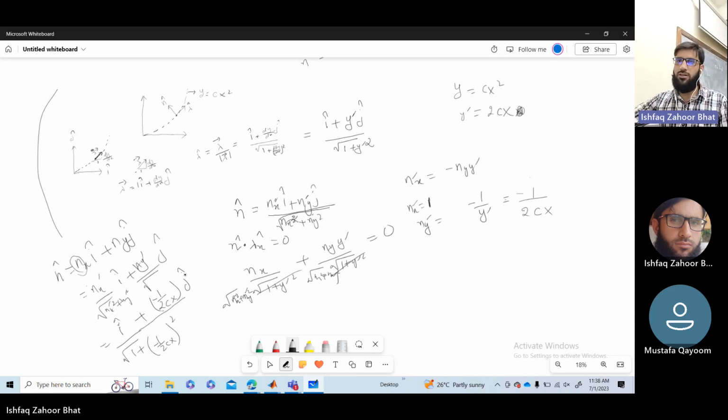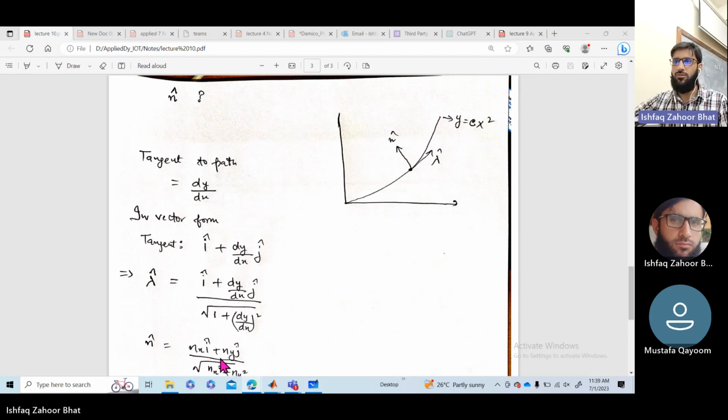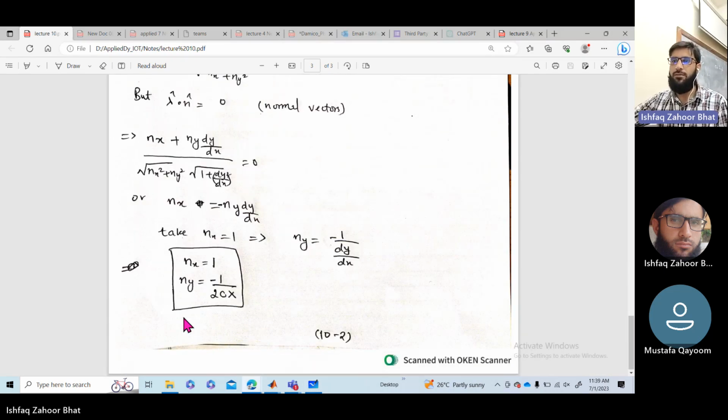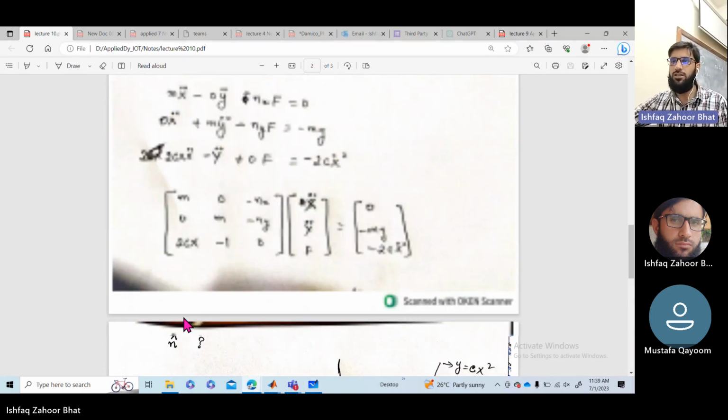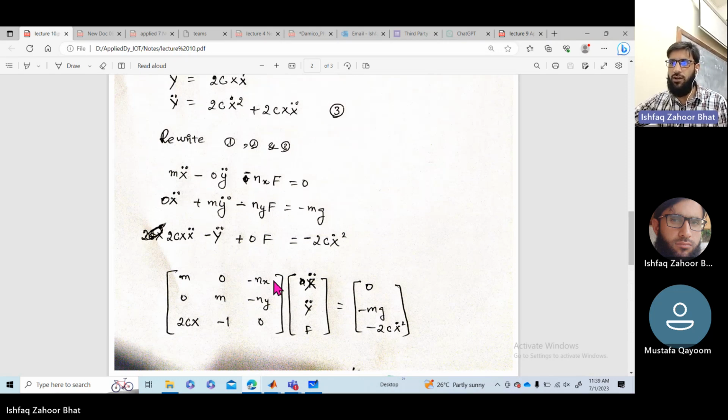Okay, so now see, you have got both things. You have got nx, which is 1 upon this, and you have got ny, which is 1 upon this. Okay, now you have everything. So coming back to our equation, this equation, you have nx, you have ny, you have m, you have everything. You can find this matrix, isn't it?